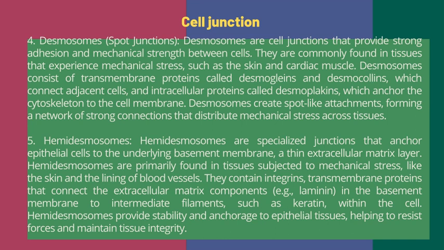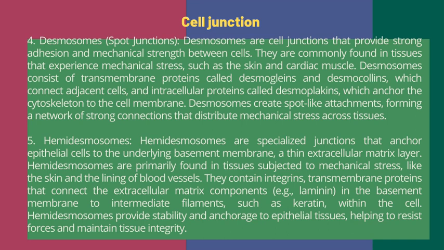Fourth, desmosomes, or spot junctions. Desmosomes are cell junctions that provide strong adhesion and mechanical strength between cells. They are commonly found in tissues that experience mechanical stress, such as the skin and cardiac muscle. Desmosomes consist of transmembrane proteins called desmogleins and desmocollins, which connect adjacent cells, and intracellular proteins called desmoplakins, which anchor the cytoskeleton to the cell membrane. Desmosomes create spot-like attachments, forming a network of strong connections that distribute mechanical stress across tissues.